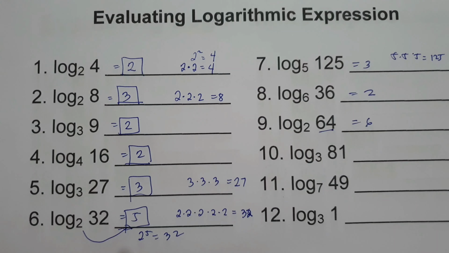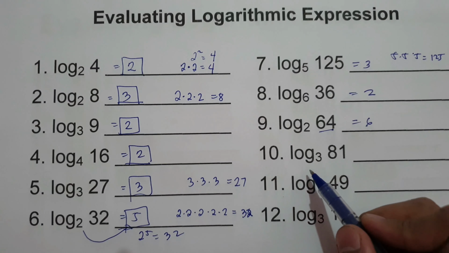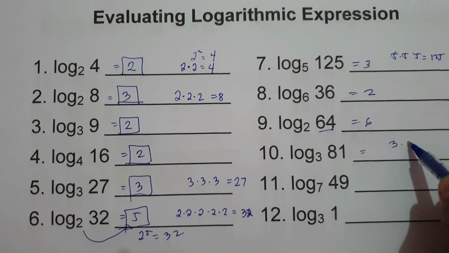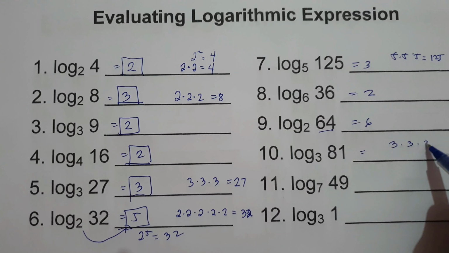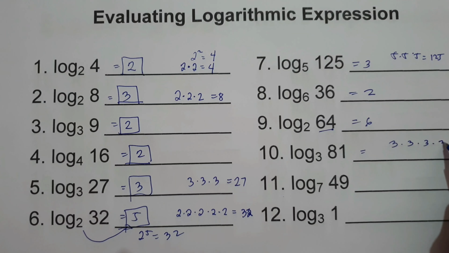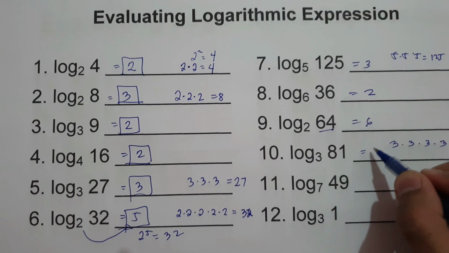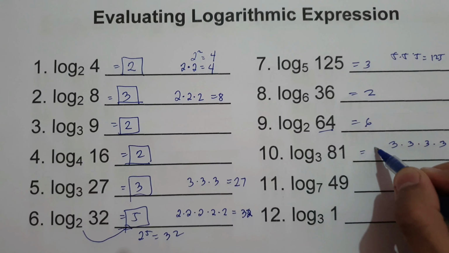What about number 10? Log 81 to the base 3. 3 to what power is 81? That is 3 times 3 is 9, times 3 is 27, times 3 is 81. Therefore, we need 4 3's to get 81. Log 81 base 3 is 4.